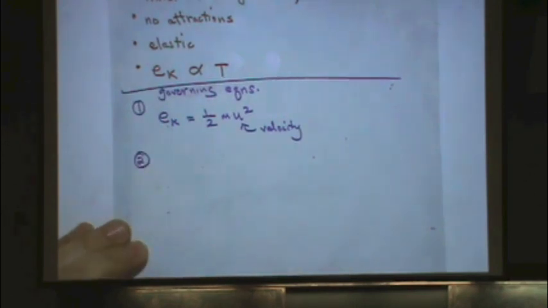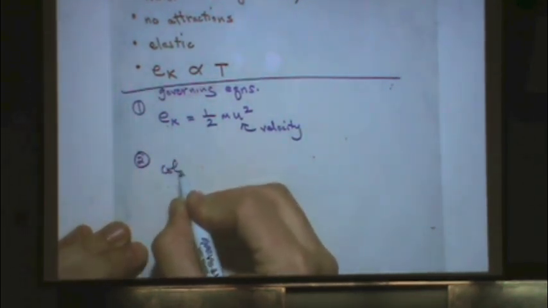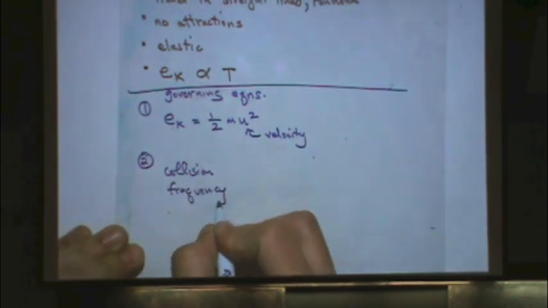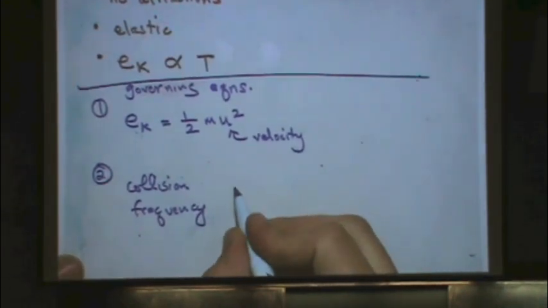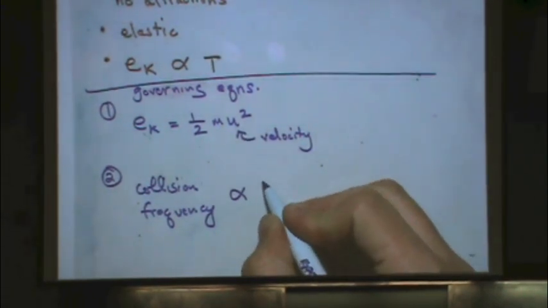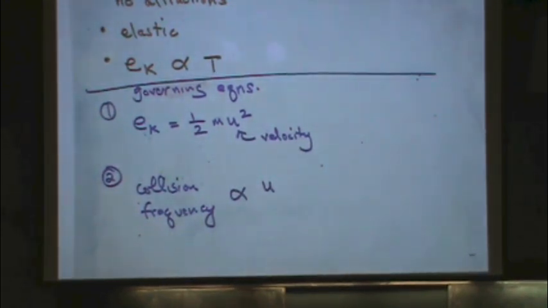Number 2. The second governing equation has to do with something we call collision frequency. Remember, here's our proportional to. We're just talking about collisions here. So if something's going faster, do you expect more collisions or less? More. Hopefully that makes logical sense. If you raise the speed limit on I-80, or those of you from LA, the 80, then the collision frequency will proportionally go up.